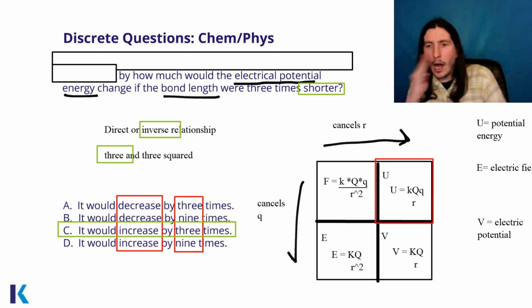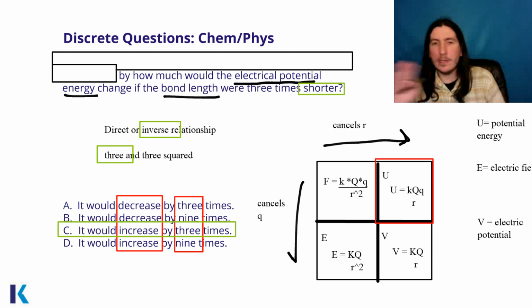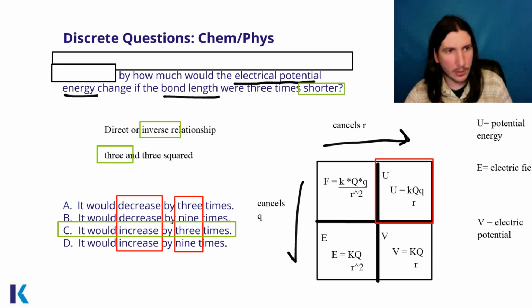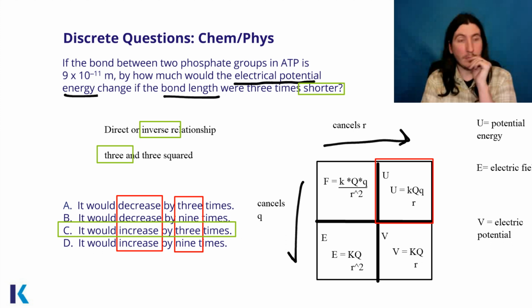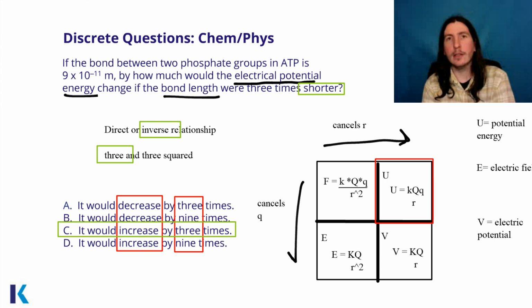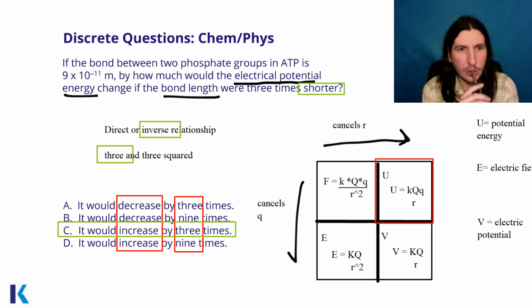Whoa, wait a second. I never even showed you the beginning of the question. If the bond between the 2 phosphate groups in ATP is 9 times 10 to the negative 11 meters, by how much would it change if it were 3 times shorter? Oof. Right there, you see what they're doing, right? They're trying to make you think, one, this is about chemistry, two, that it's about maybe biochemistry with ATP, and if you see through all of that, the third possibility is, do I have to actually do the math and run this through an equation?